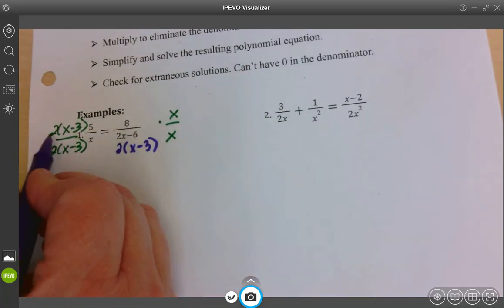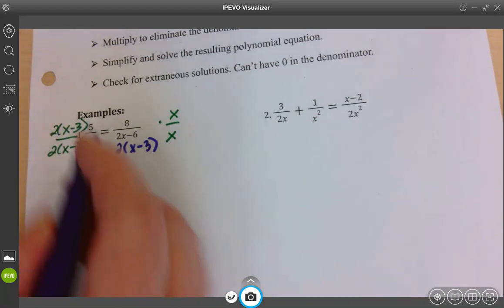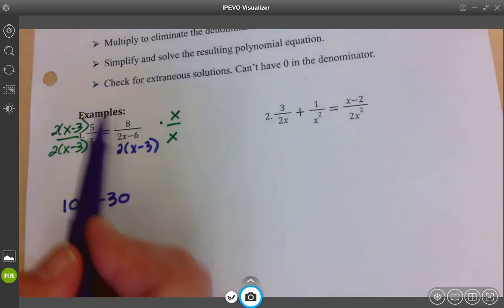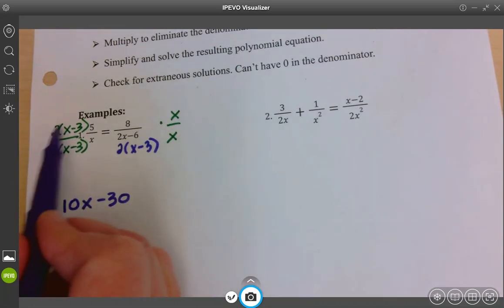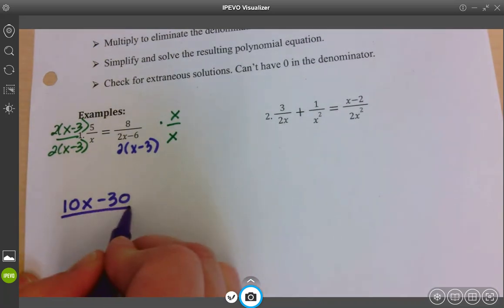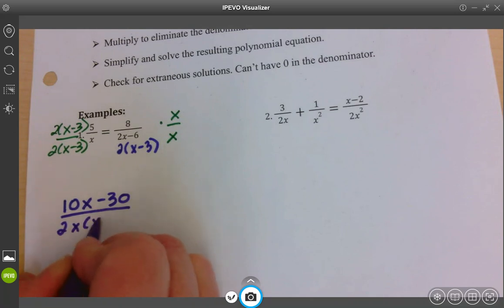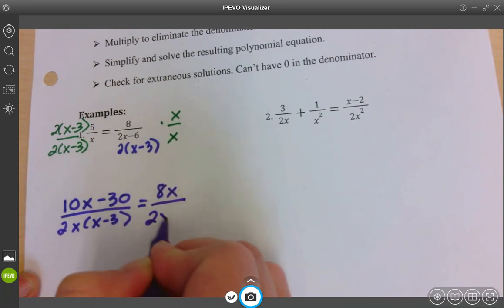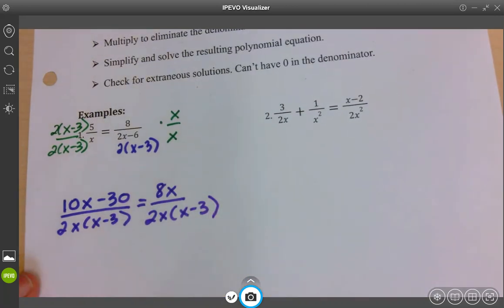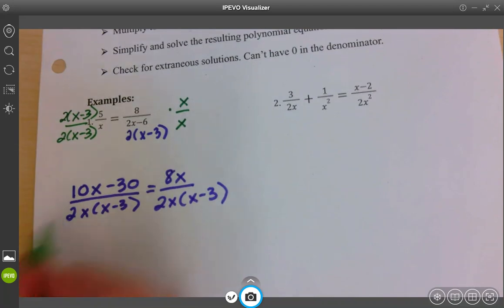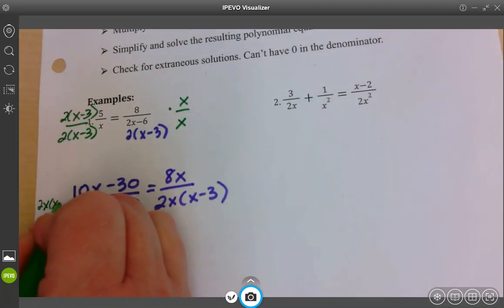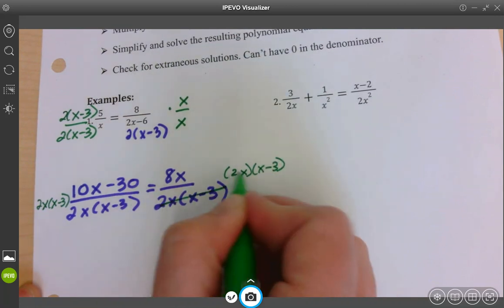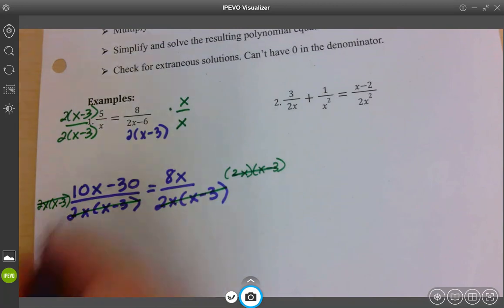So I'm going to multiply the 5 times the 2 to get 10, and then distribute the 10 to the x minus 3. So I'm going to get 10x minus 30. All right, I kind of did 2 things at once there. 5 times 2 is 10. 10 times x is 10x. 10 times 3 is 30. Just 8x here. All right, and then we're going to, of course, eliminate our denominators by multiplying through by that whole denominator. And then I've got this.